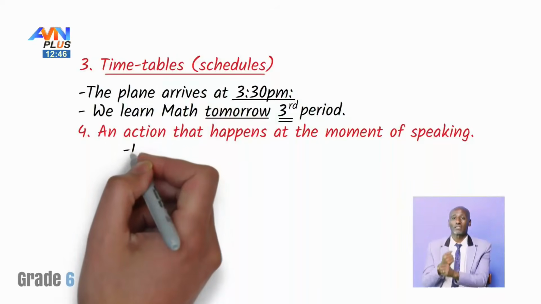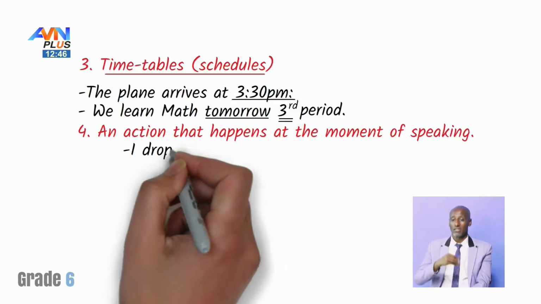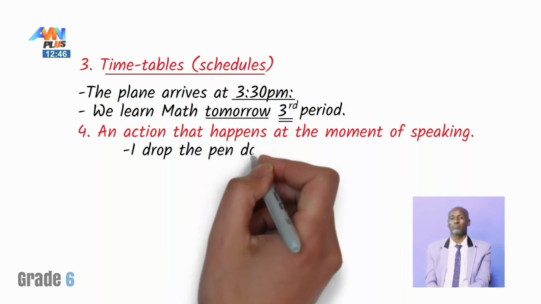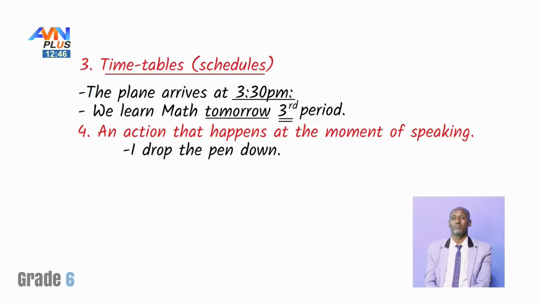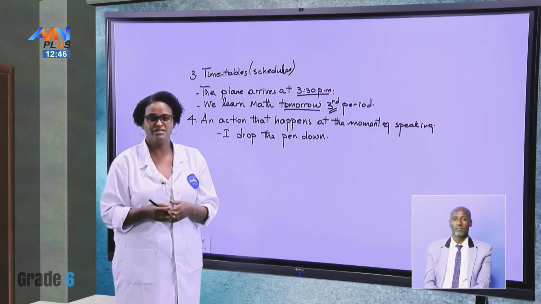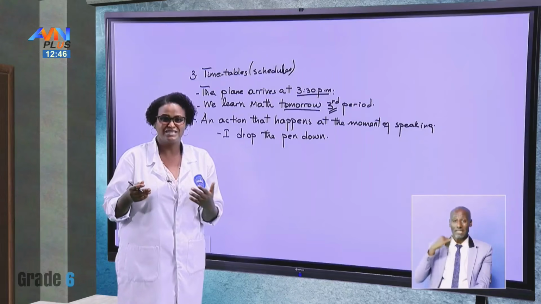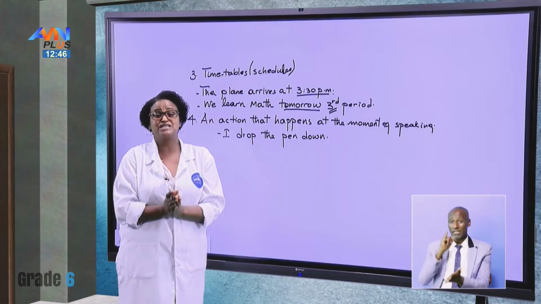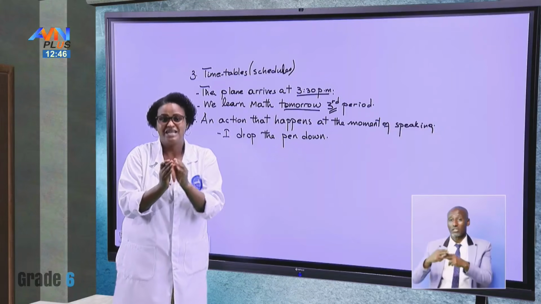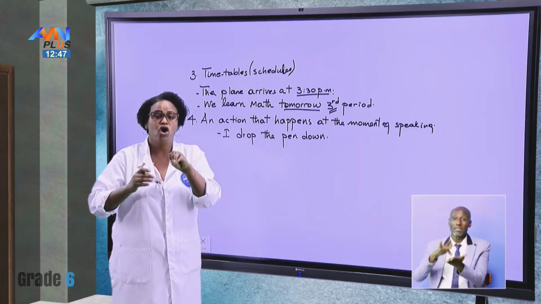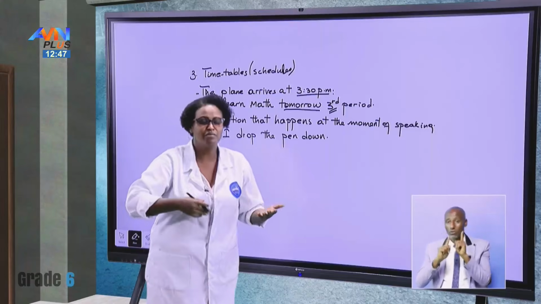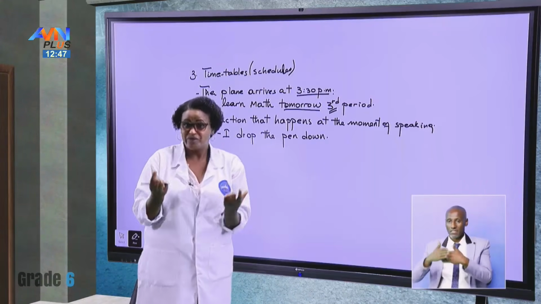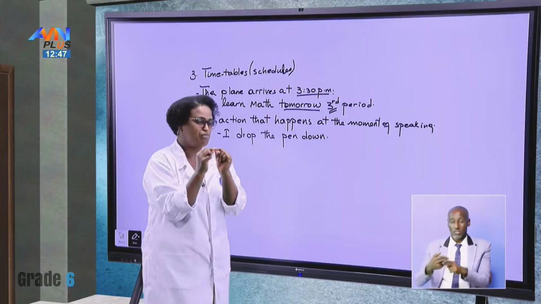For example, I drop the pen down. Okay? Or look, I am now talking, right? What happened? Yes, very good. That is what? Simple present. A short action, yes, that happened in the middle. Or, for example, when you talk with a person, somebody might yawn, like, oh, that is what? Simple present. A short action that happened in the middle.